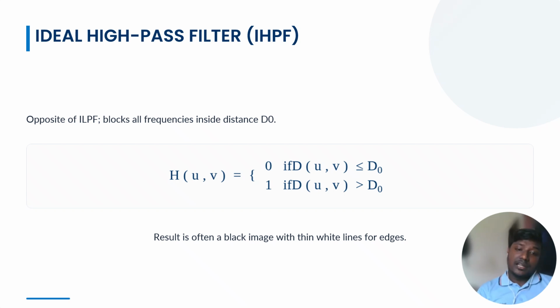Ideal high pass filter. The ideal high pass filter blocks all frequencies inside a circle of a given radius. Like its low pass counterpart, it is prone to ringing artifacts and often produces a very harsh looking edge enhancement.